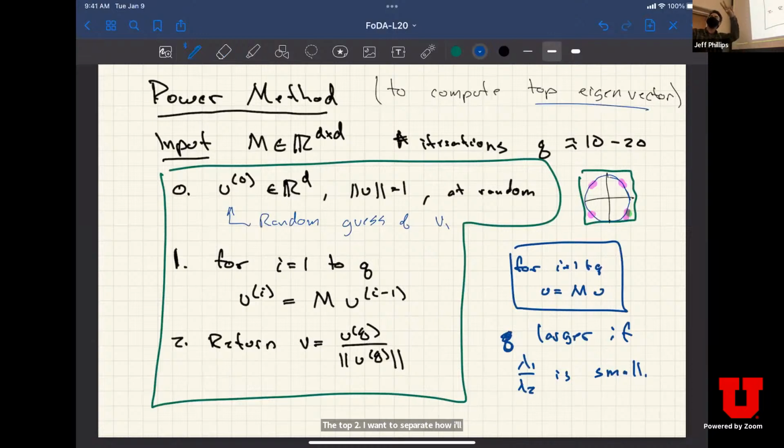If they're about the same, I can get confused because there are two directions that give me almost the same squared norm, and anything in that subspace will look like a similar result. If they're very different, then this will converge very quickly. That's what it depends on. Yeah, it's a good question.